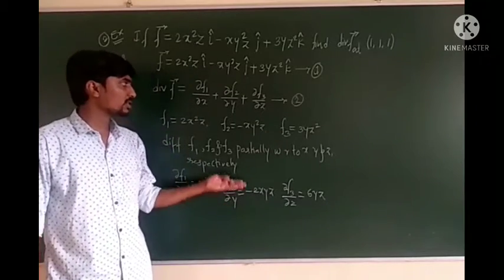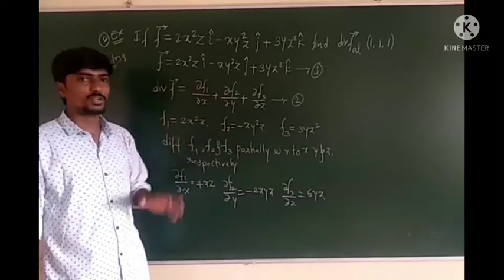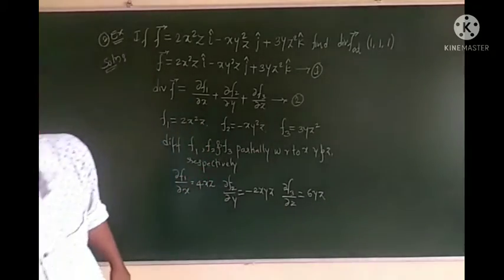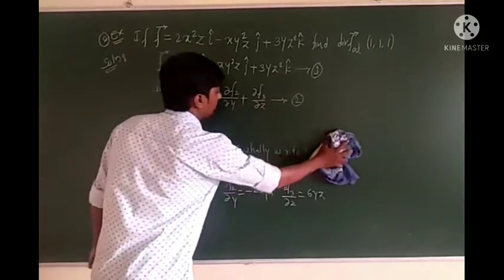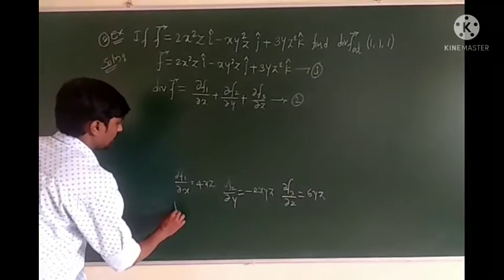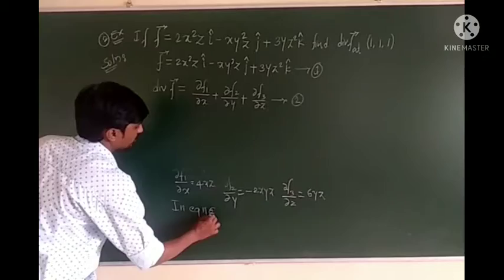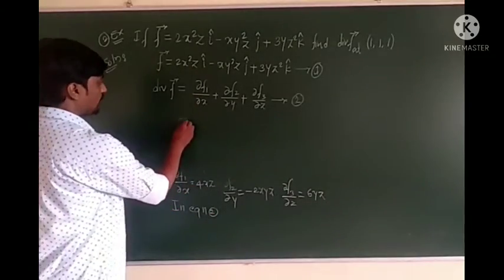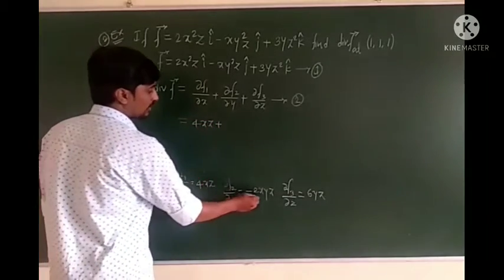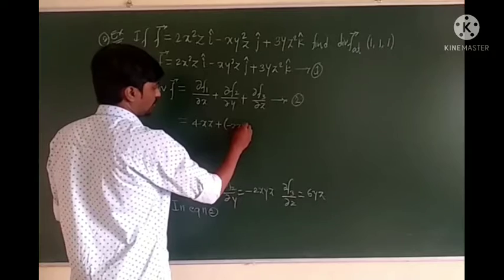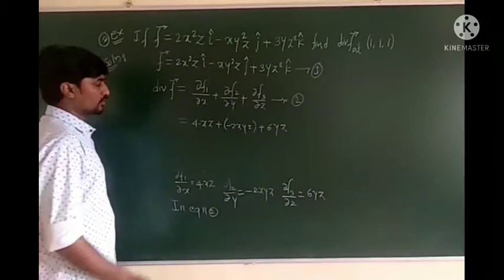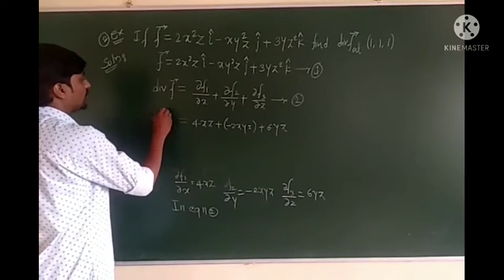Now substitute these values in equation 2. I hope you have written all these things; I will rub it off here. Now I will put the values in equation 2. So this becomes 4xz plus, here we have minus 2xyz, and here we have plus 6yz. So this is the divergence of the vector f.